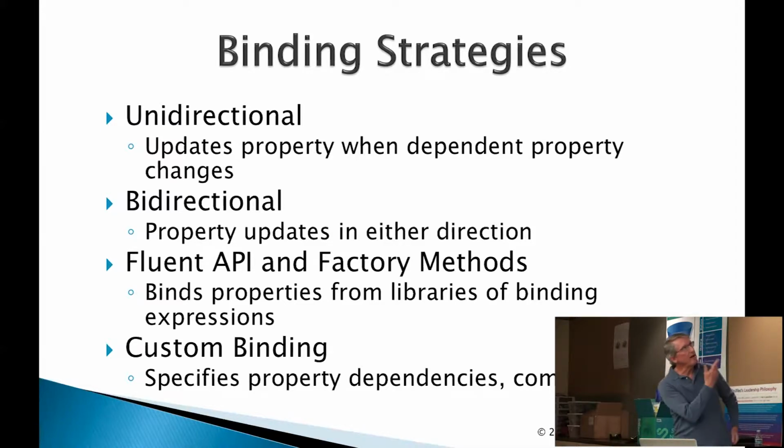Okay, so tonight we're going to show you that there are 4 binding strategies in JavaFX. That would be unidirectional, bidirectional, fluent API and factory methods, and custom binding. I'm going to talk about all of them, but we have 3 of these implemented in our blood pressure application, and we'll be showing you, again, UI behaviors that use these binding strategies, and then you can see how concise it is to write the code and make it all work.